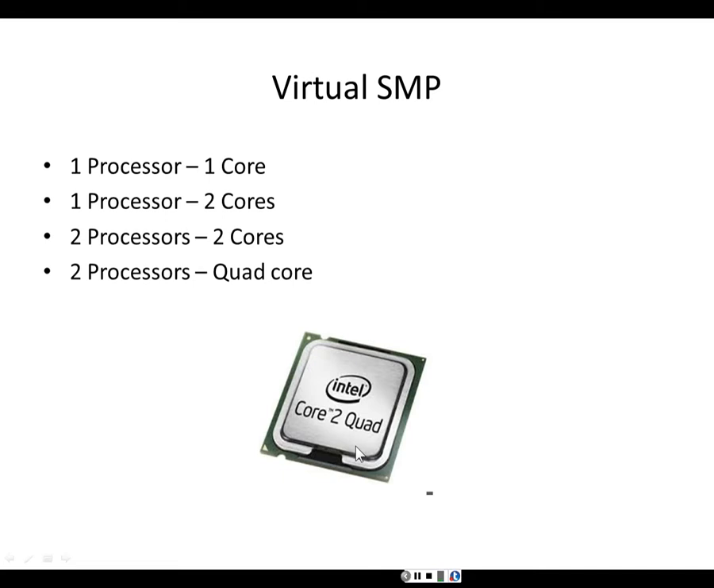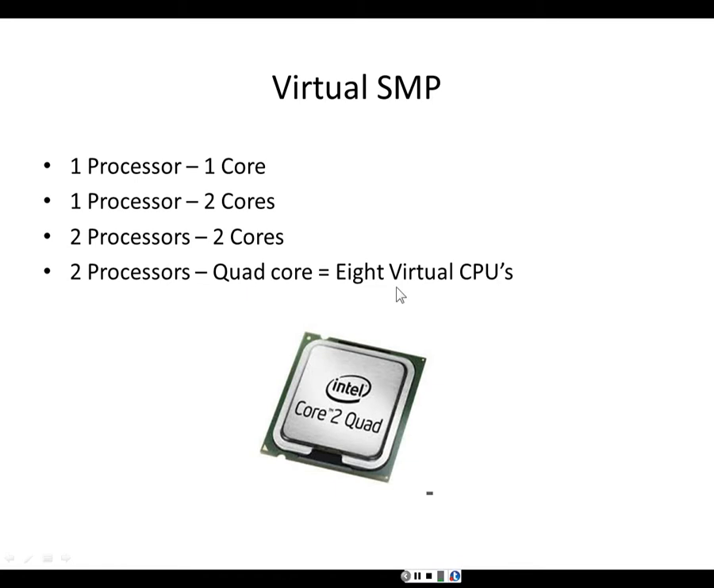Virtual symmetric multiprocessing has the following characteristics. Now, you could have an ESXi host which had just one processor and just one core, or a host that has one processor and two cores, or a host that has two processors and two cores, or a host which has two processors, and each processor is a quad-core processor. And that is considered by VMware to be 8 virtual CPUs. Two processors, each of which is a quad processor, is considered to be 8 virtual CPUs.